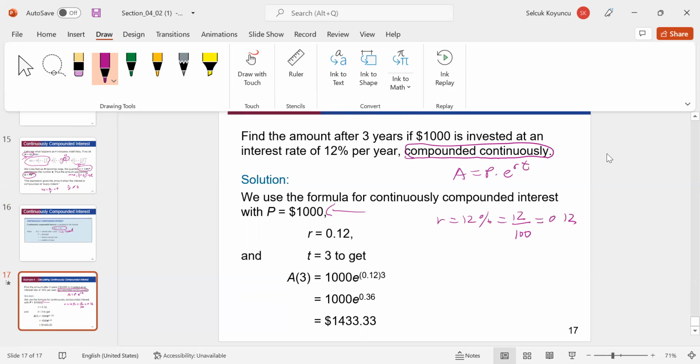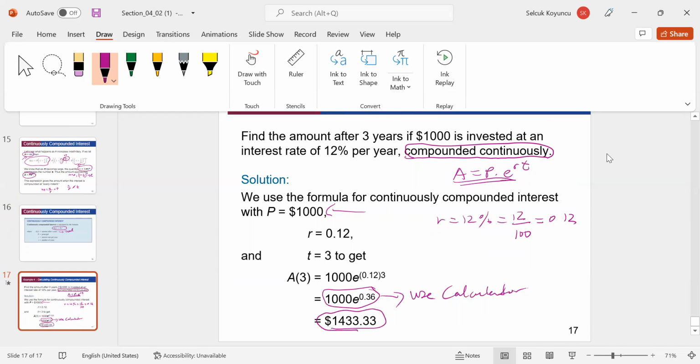Then I'm just plugging everything into this formula right here. P is 1,000, e to the 0.12 times 3, and 0.12 times 3 is 0.36, and then I'm just going to put this in a calculator. So use your calculator here. When you do that, you will get this amount.